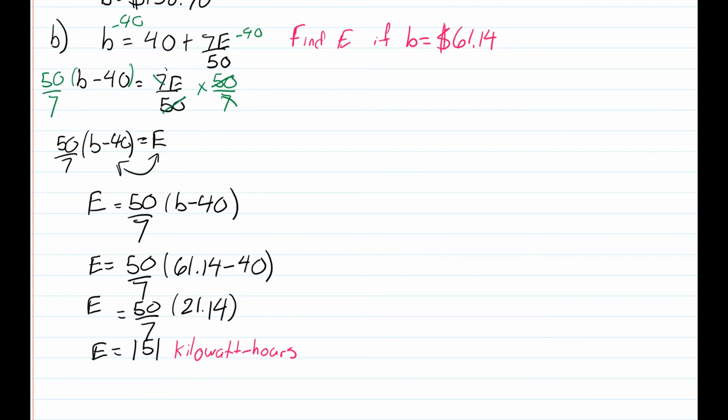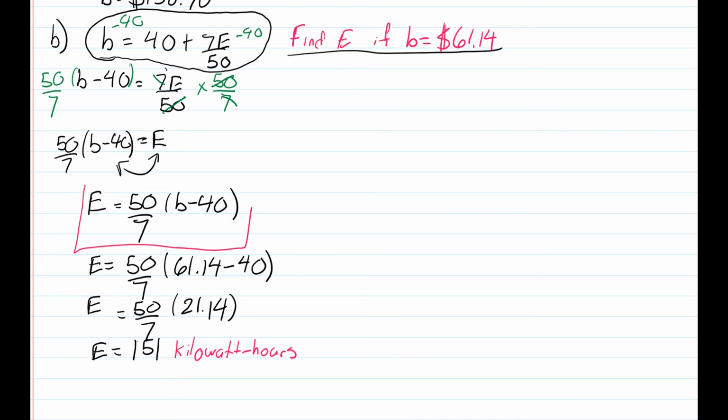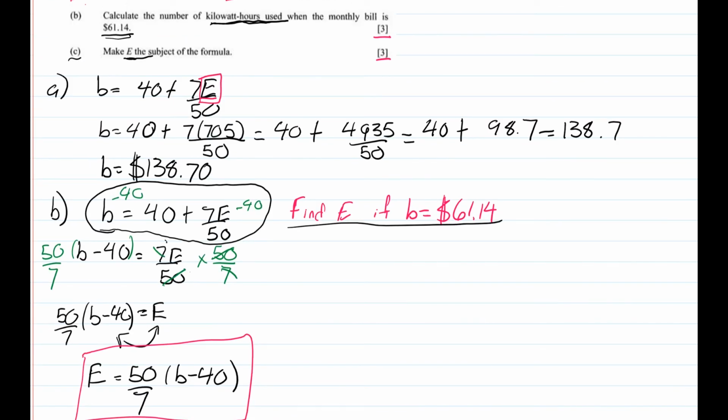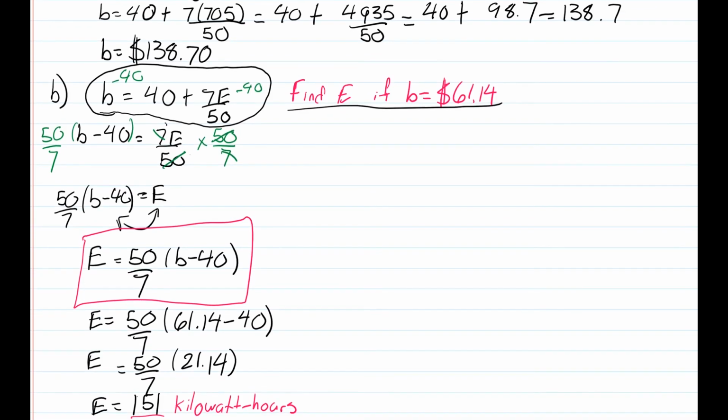So part B basically told us to find E if B is equal to $61.14. So what we did is we manipulated this equation here to make E the subject of the formula. After we did that, we substituted in $61.14 for B, and we got the value for E that we desired. So for part C, literally, this here is the answer for part C.